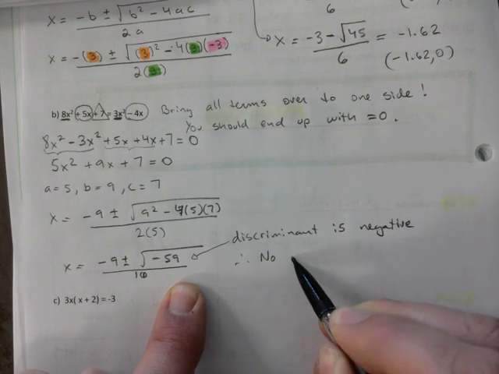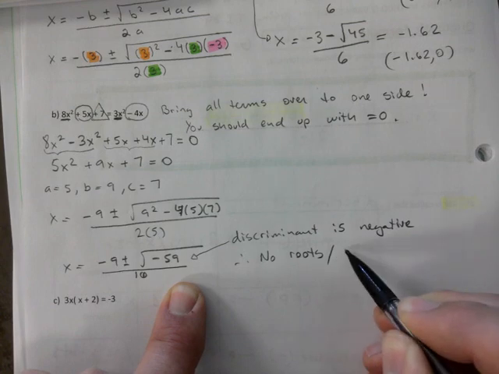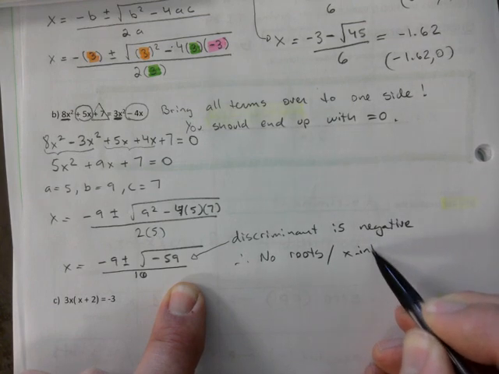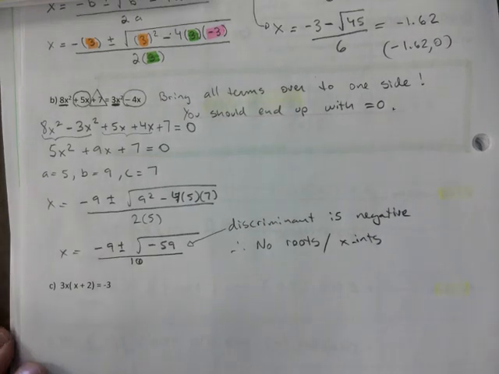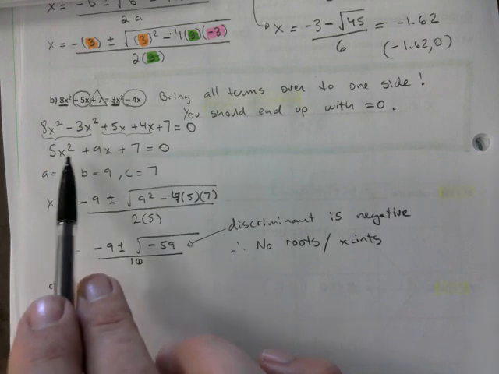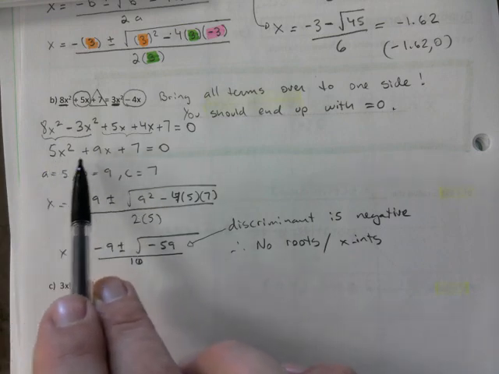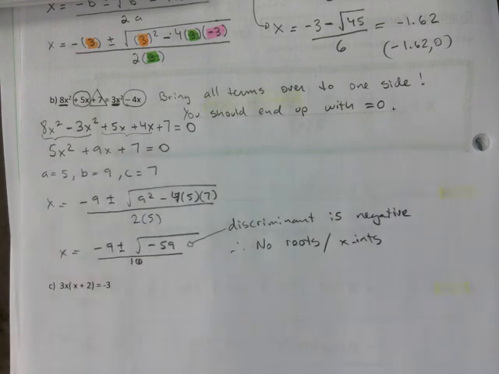Therefore, no roots, no x-intercepts. Okay. And you could graph this. You could actually graph this, like this part right here. Enter this into your calculator, and you would see that it never crosses the x-axis.